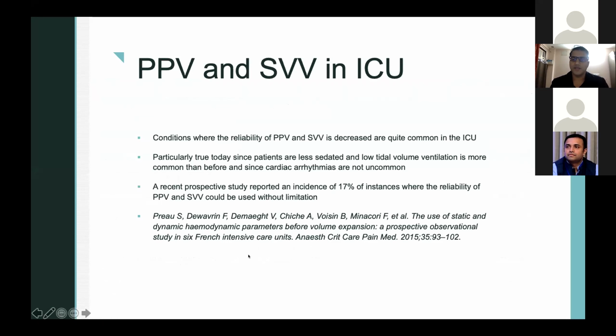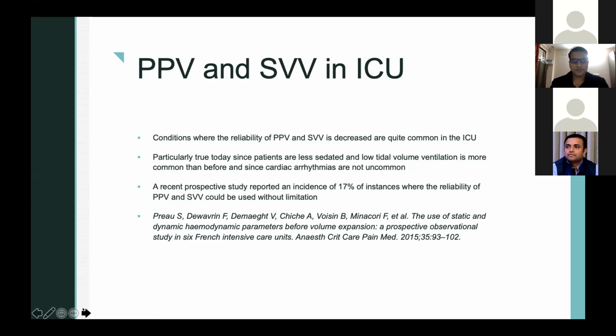Most of the patients will be under a low tidal volume strategy. Most of the patients will have cardiac arrhythmias, low lung compliance. And this is particularly true today, since patients are less sedated and low tidal volume ventilation is more common than before, and since cardiac arrhythmias are not uncommon in an ICU setting. A recent prospective study reported an incidence of only 17% of instances where pulse pressure variation and stroke volume variation could be used without limitation.